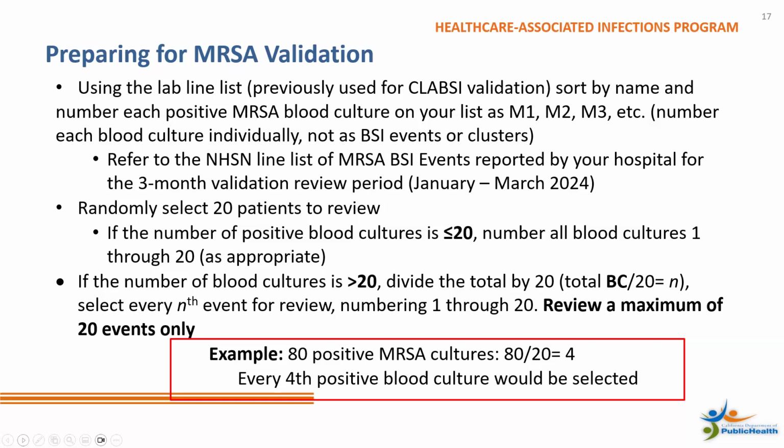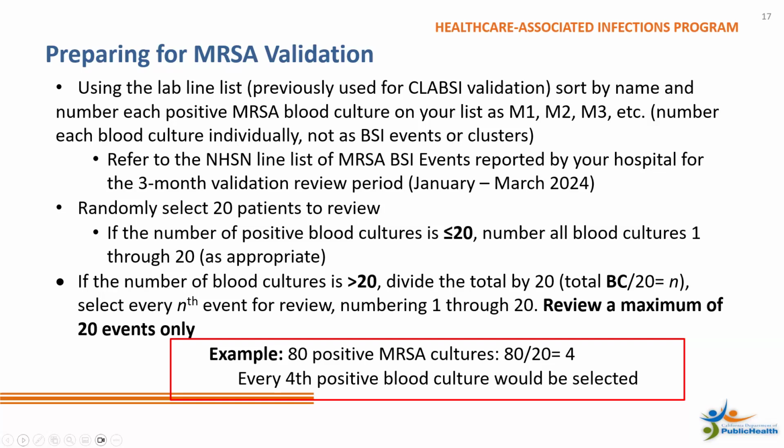So you will refer to the NHSN line list of MRSA BSI events reported to your hospital for the 3-month period as well to prepare all of the MRSA Lab ID events that you reported during this time period. Now, out of your raw data, we'd like you to select 20 patients to review. If your total number of positive MRSA blood cultures was less than 20, you'll use all of those and plug them into the Form 2. So you would just number them 1 through whatever your total is.